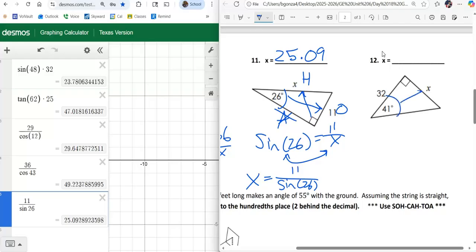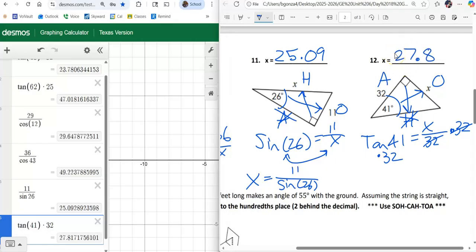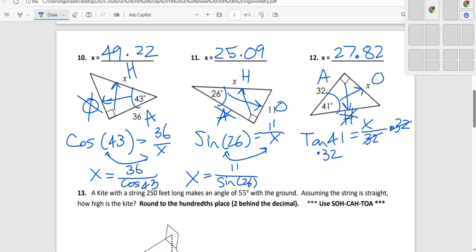Okay, and then you label OHA. Here's my O. H has nothing. A is over here. OA, TOA is tan, so tan 41 equals O over H. And when X is on top, you just get rid of that denominator by multiplying. So tan 41 times 32, tan parentheses 41, end the parentheses, times 32 gives you 27.82 when you round. Okay, so those are 3 more trig problems, a little faster, but same idea.